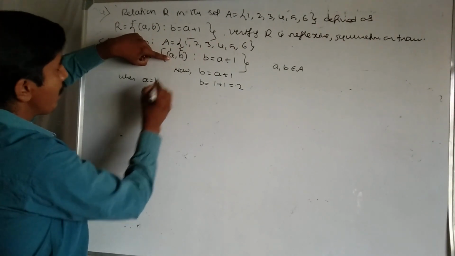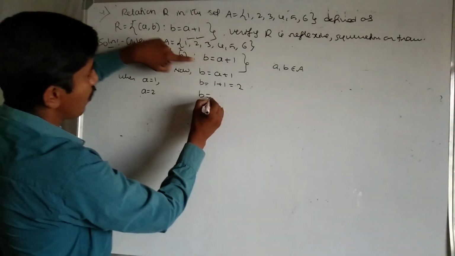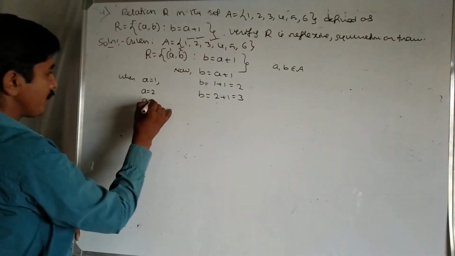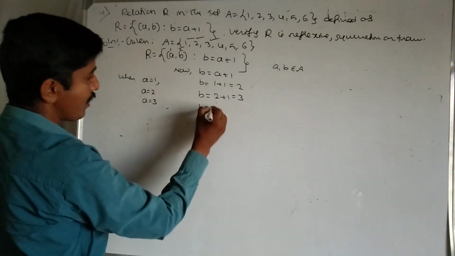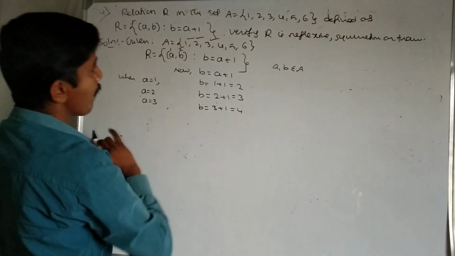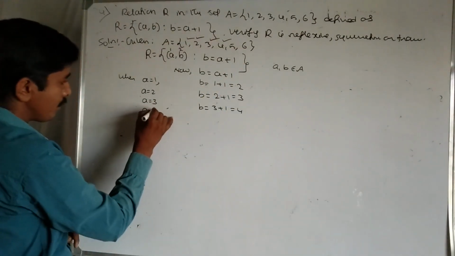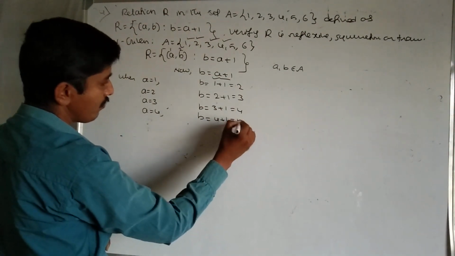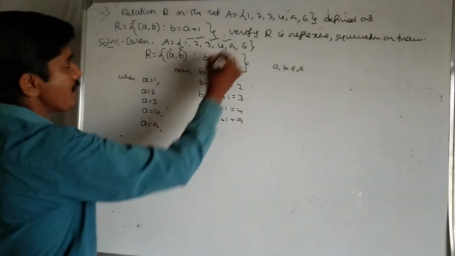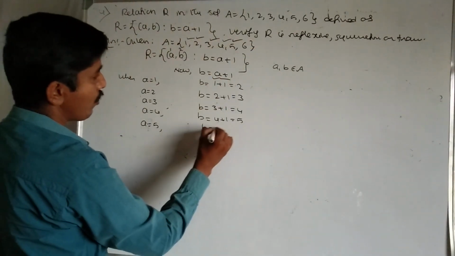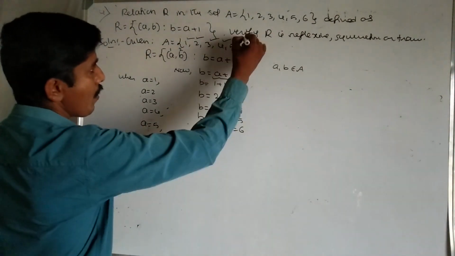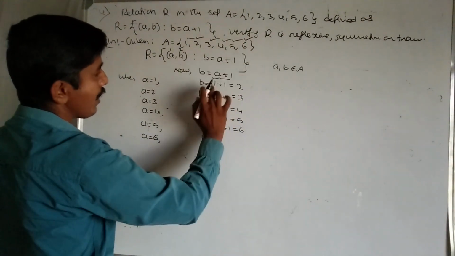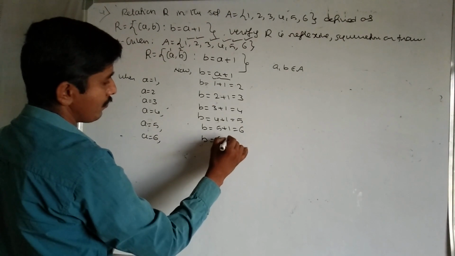Next, when A equal to 2, 2 plus 1, B equal to 3. When A equal to 3, what about B? B equal to 3 plus 1, 4. Next, when A equal to 4, B equal to 4 plus 1, 5. When A equal to 5, B equal to 5 plus 1, 6. When A equal to 6, what about B? 6 plus 1, 7.